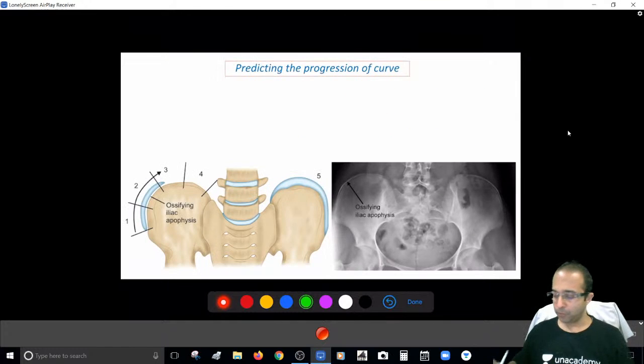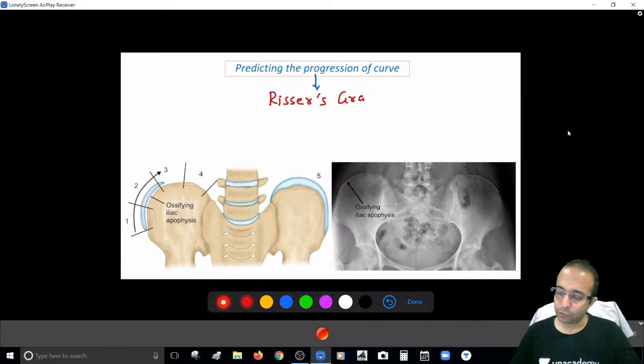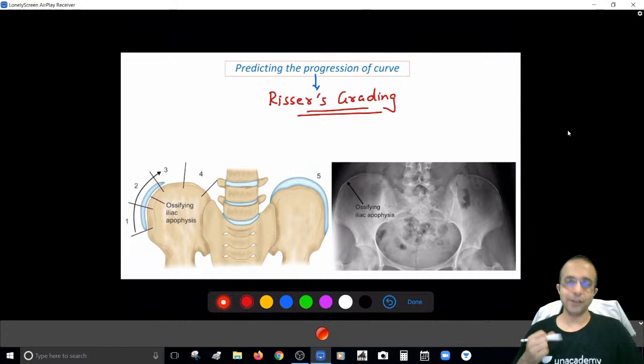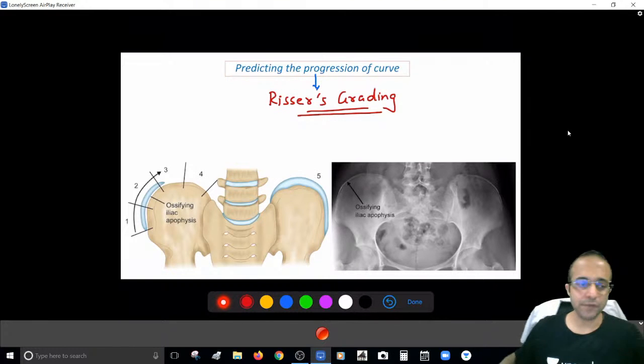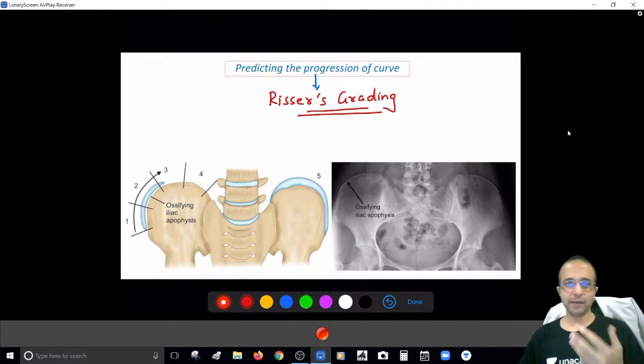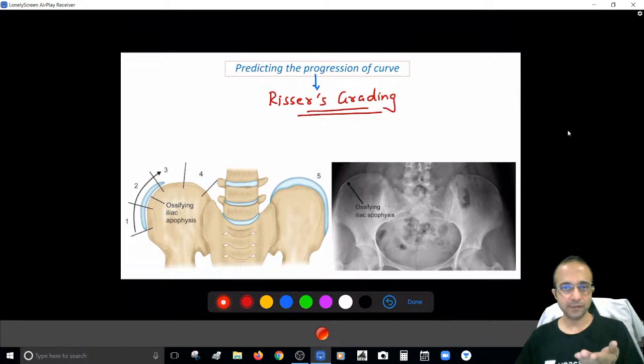Now how about predicting the risk of progression in scoliosis? In order to define the risk of progression of the curve, you have to move ahead and proceed with something that's called Risser's grading. So let me just brief you as to what exactly this Risser's grading is.